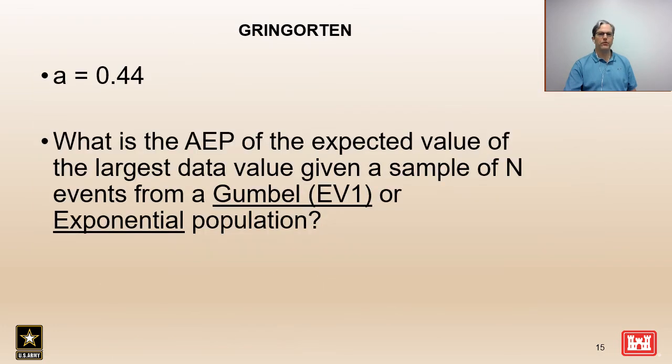The next plotting position formula is the Gringorten formula, which has an A parameter equal to 0.44. This one is similar to the Blom formula, except that it is specific to either a Gumbel distribution, which is an extreme value type 1 distribution, or an exponential distribution.